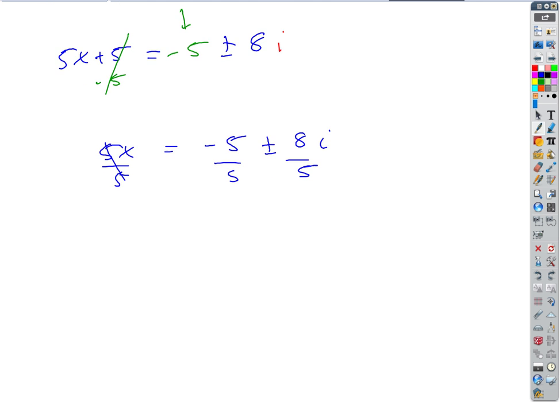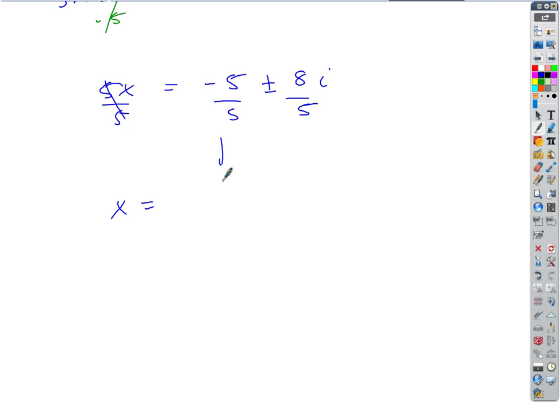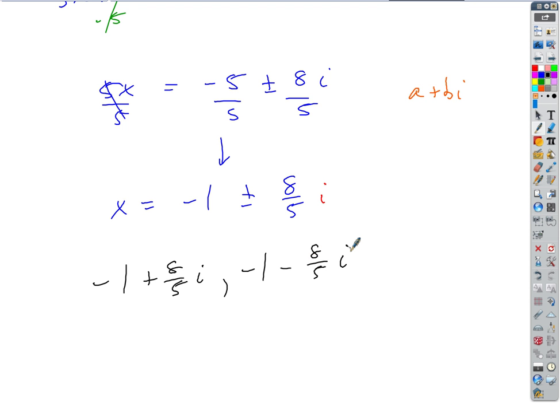So my final answer then just looks like x equals negative 5 over 5 is negative 1, plus or minus 8 over 5, doesn't reduce. There's my i, right? These kinds of questions, if we get i's in our answer, they want the answer to be in the form a plus bi, right? So we need to have a real part plus an imaginary part, and then I've also got the real part minus. So if I put that in Moodle, I would just put it in like this. Negative 1 plus 8/5 i, comma, negative 1 minus 8/5 i.